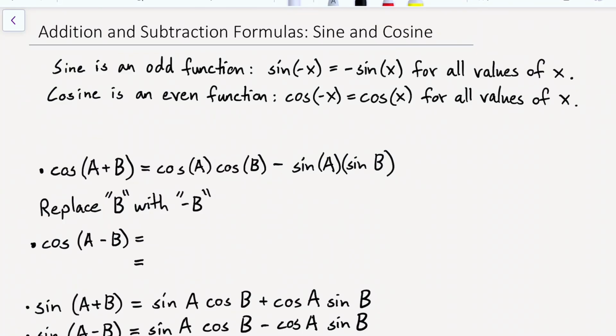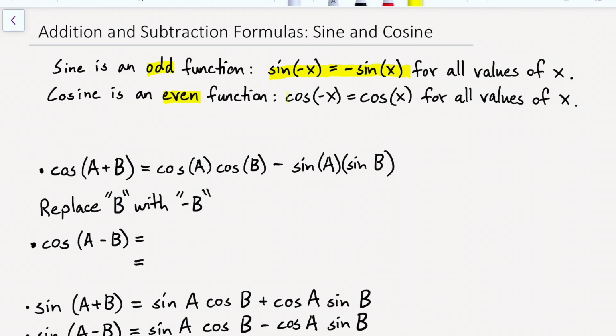Let's look at some addition and subtraction formulas or identities for sine and cosine. First, I want to note a characteristic of these functions. The sine function is what we call an odd function. The sine of negative x is the negative of sine of x for all values of x.